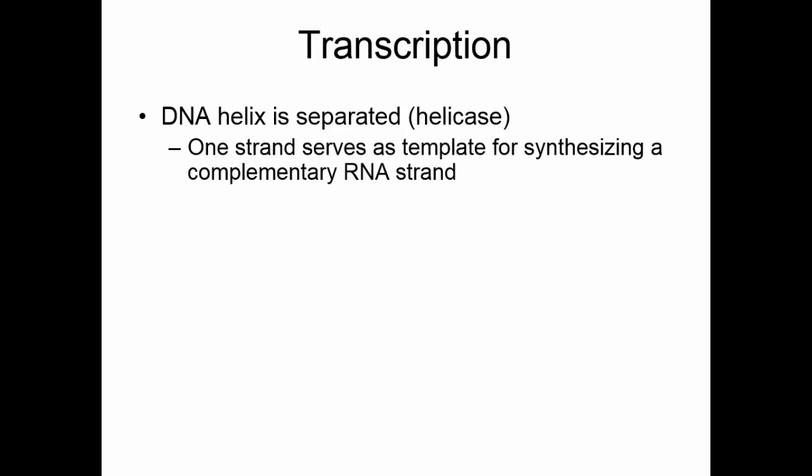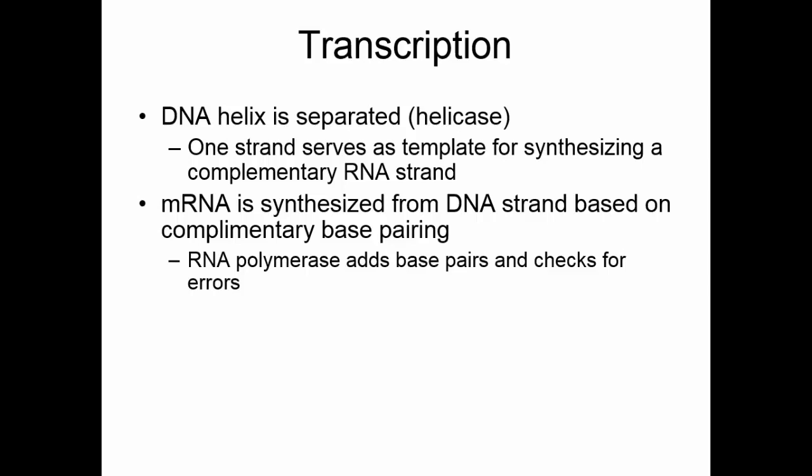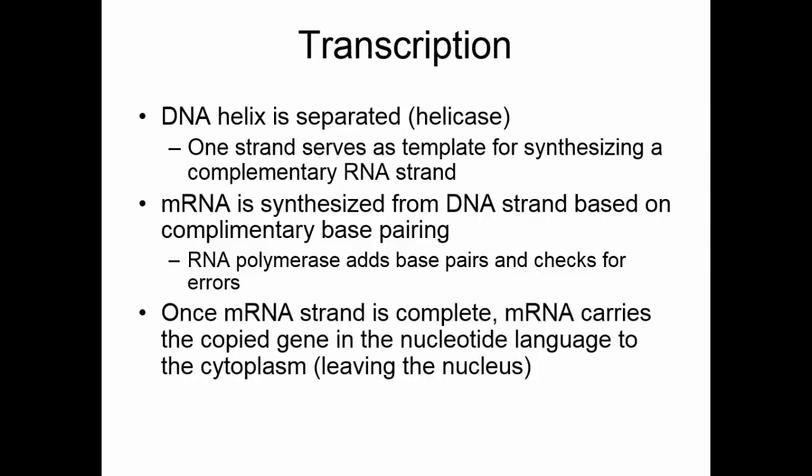One side of the DNA is a template for synthesizing the complementary RNA strand. Messenger RNA is synthesized from the DNA strand, again based on complementary base pairing. Here we have an RNA polymerase that finds the appropriate nucleotide, plugs it in, and then goes back through and checks for errors. We sort of have a proofreading polymerase here. Once the messenger RNA strand is complete, the messenger RNA carries the copied gene in the nucleotide language to the cytoplasm.